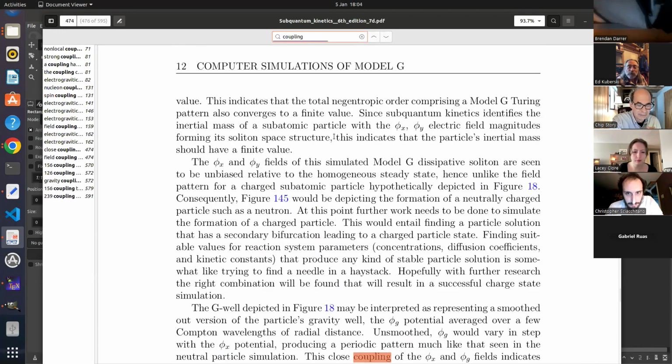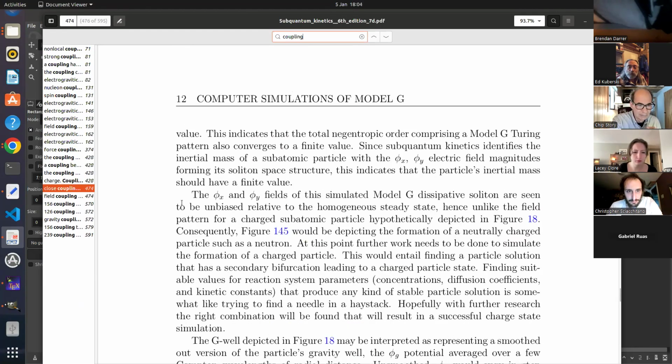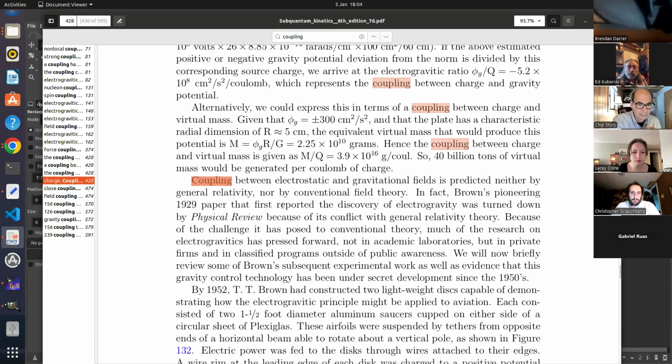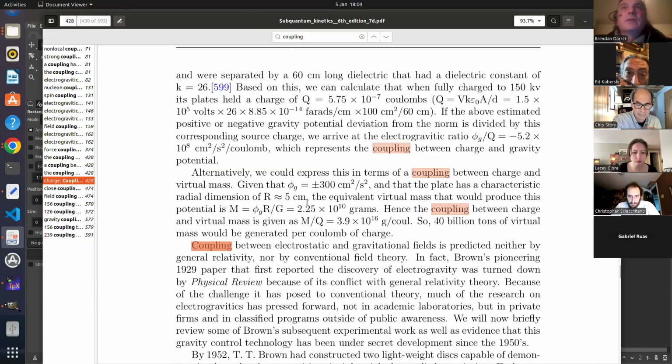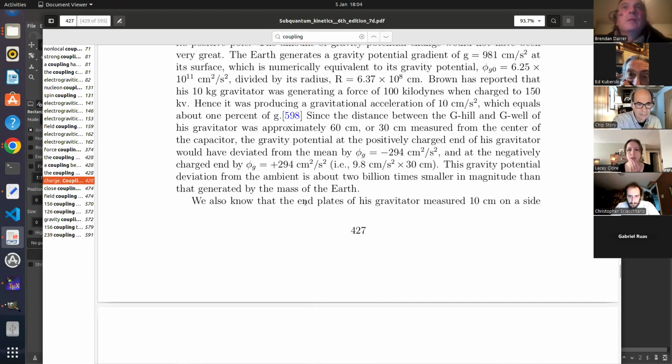Find it here. Here it is. Yeah. Okay, so I'll read it out. Okay. This is Paul writing in the SQK book.